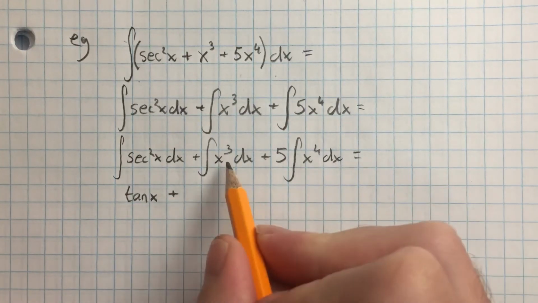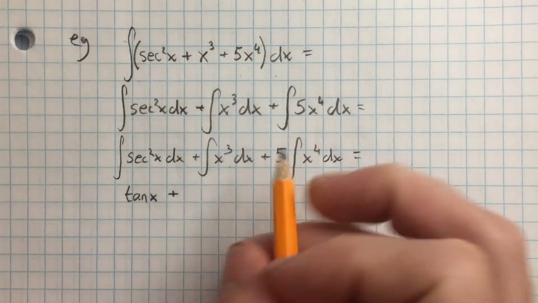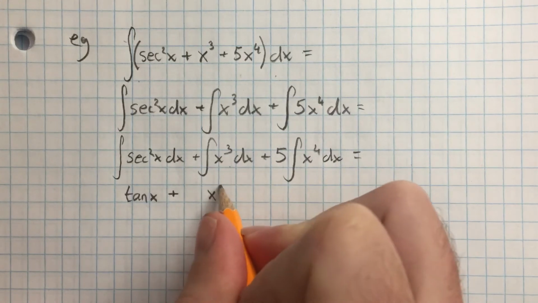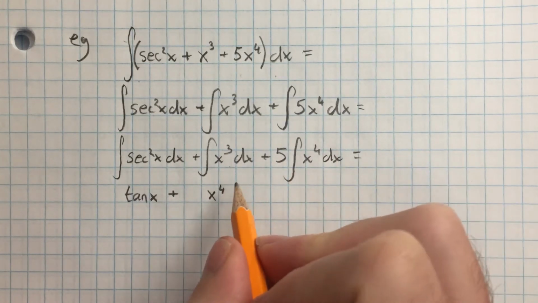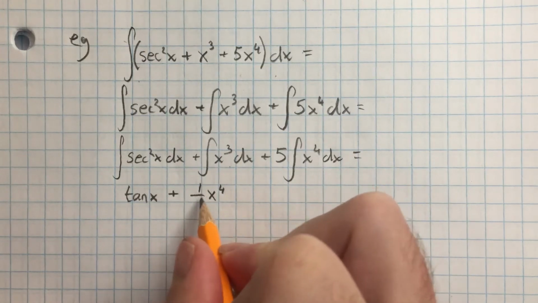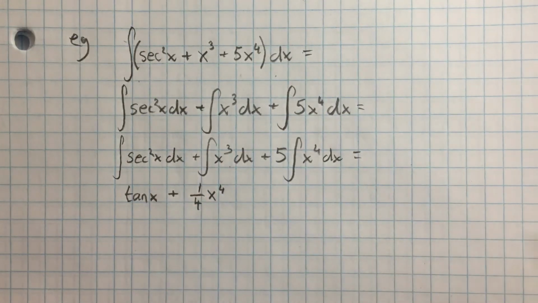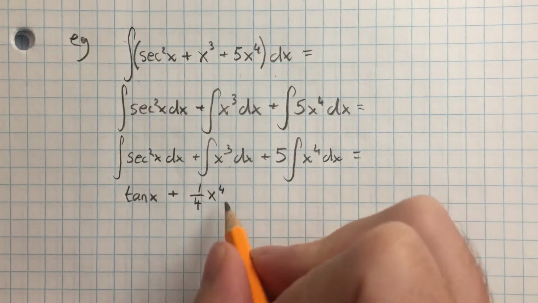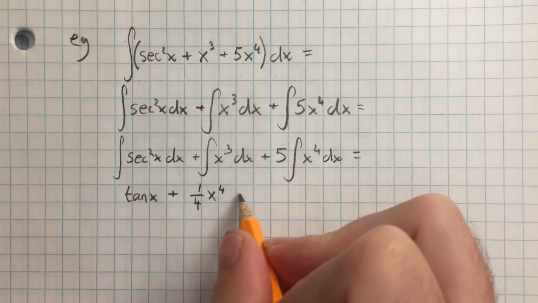All right. The x cubed, I need to raise the power by 1. So x to the 4th. And I need to divide by 4, right, the new power. But I'm going to write it as 1/4 out here. I like to write it like that. Not everybody likes to do it this way, but I do, it's your choice. So I'm going to write 1/4 x to the 4th.